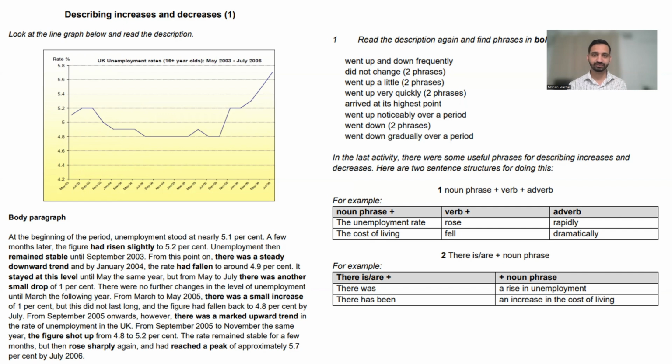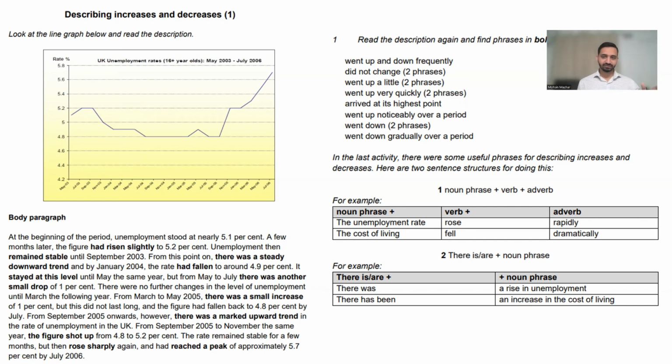There will be two phrases for that. Arrived at its highest point. How do we describe that in bold phrases? Went up noticeably over a period. How do we describe that? Went down, two phrases you should be able to find, and then went down gradually over a period.